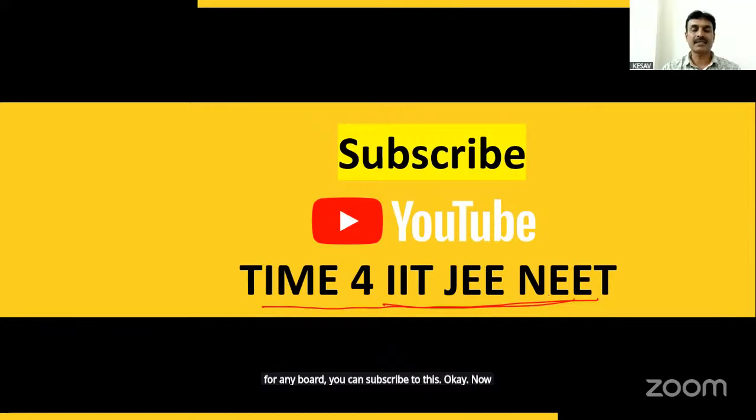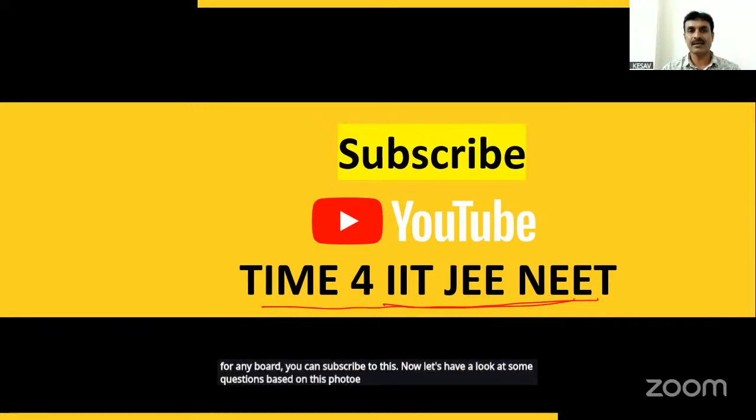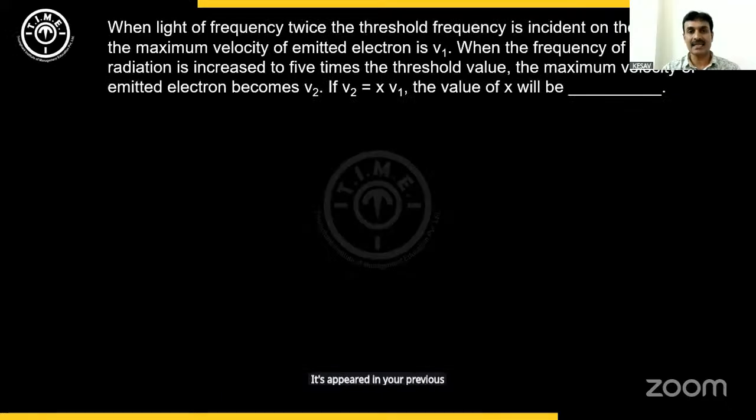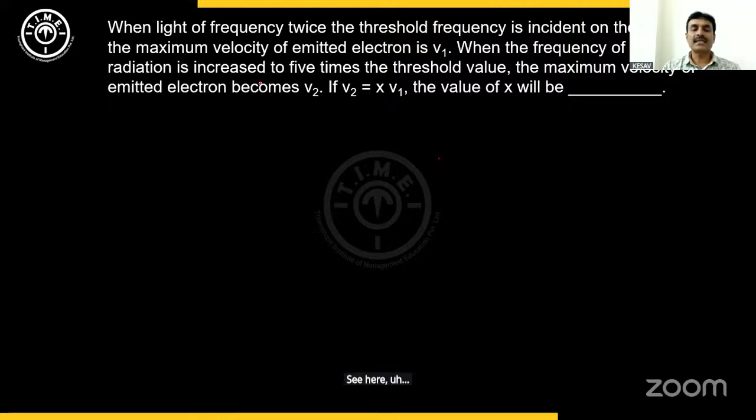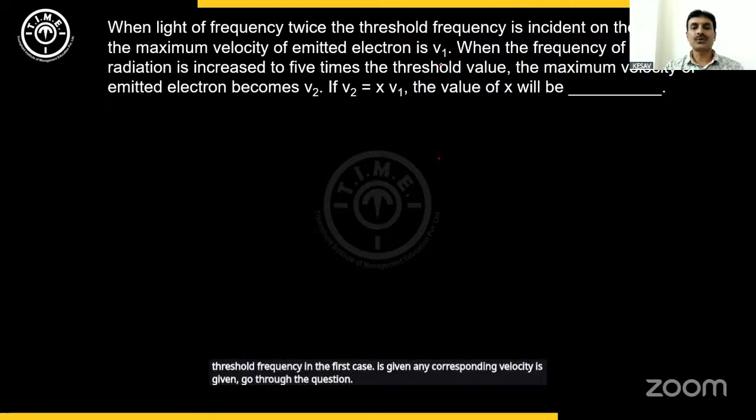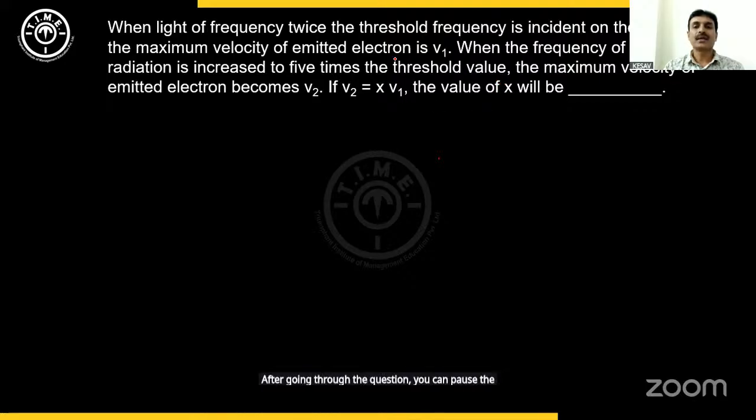Now let's have a look at some questions based on this photoelectric effect which appeared in your previous entrance examinations. A question from previous JEE. See here, frequency, threshold values are given. Threshold frequency in the first case is given and the corresponding velocity is given. Go through the question. After going through the question, you can pause the video and also try to solve this question. You can give it a try. There is nothing wrong in that.